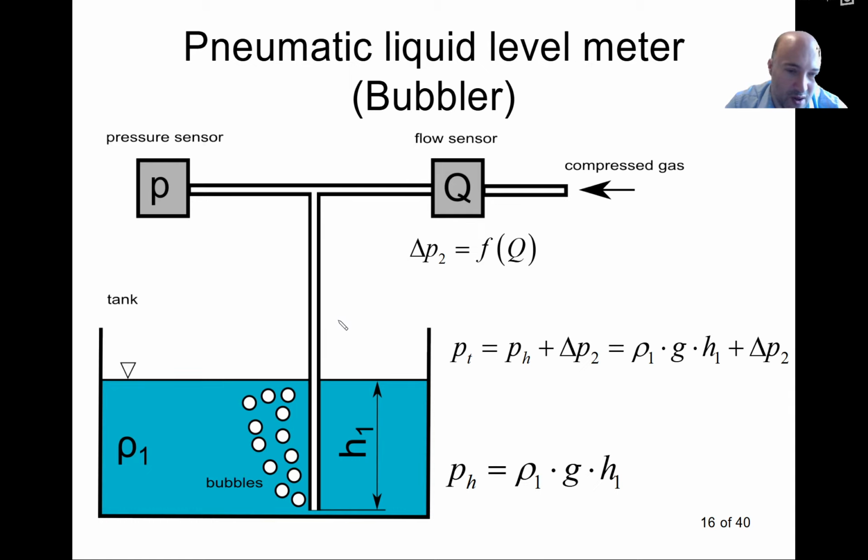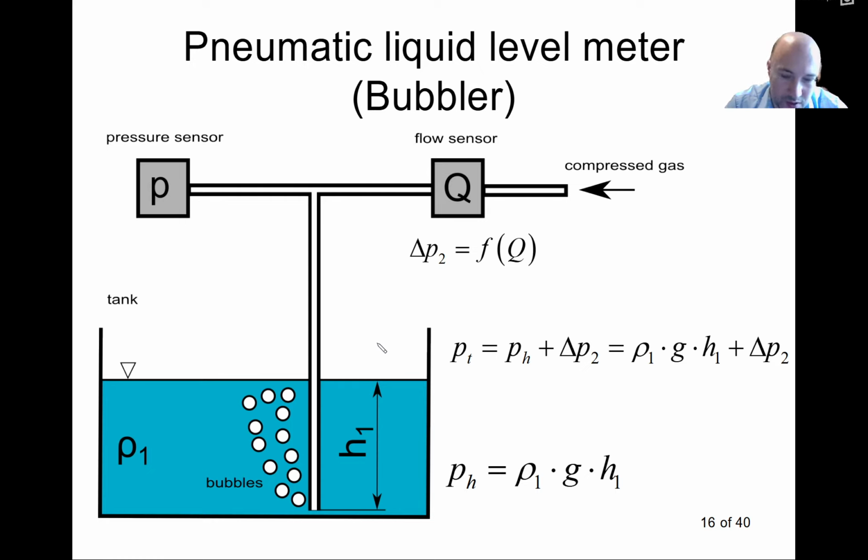And we can make this tube from any material that will work with our liquid. So it can be ceramics, it can be stainless steel, it can be any other material that will not be destroyed by your liquid. And as long as you are running a continuous supply of compressed air, the sensor will not be blocked at any time. So it is also very reliable.